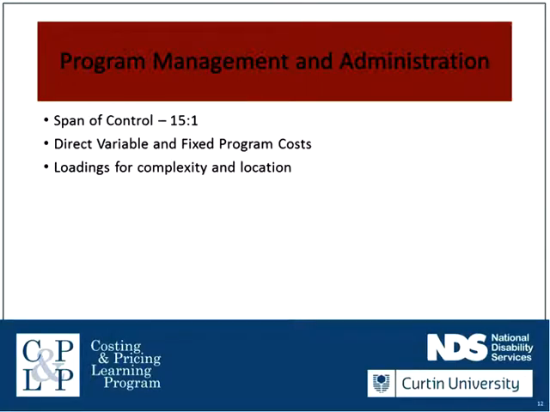Probably the most important aspect of this program management and administration cost group is that of span of control. That is, how many staff can a supervisor oversee such that you maintain quality of service delivery, you have adequate supervision, and you maintain your governance processes around things like clinical governance to make sure that occ health and safety and clinical risks are maintained or dealt with.